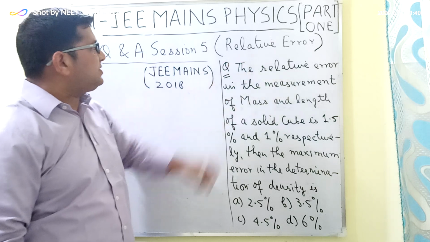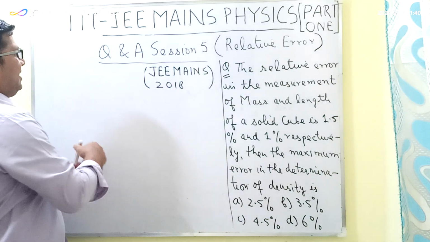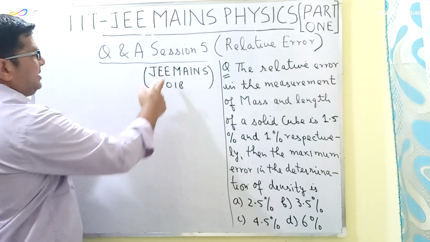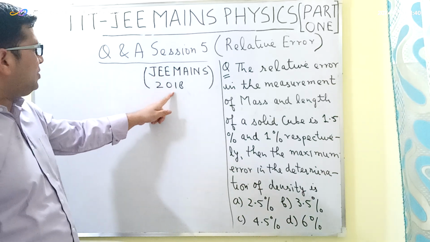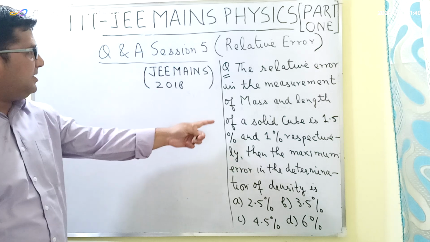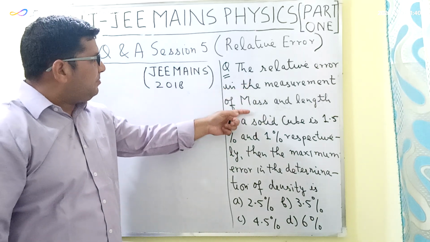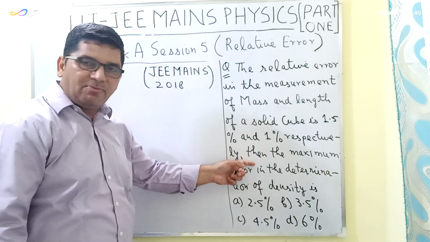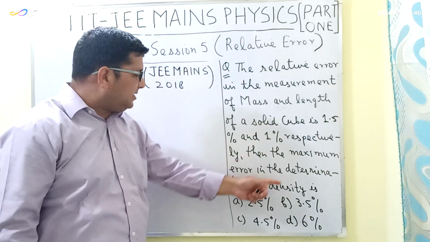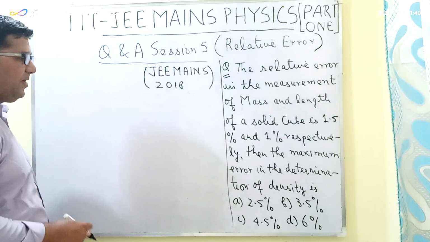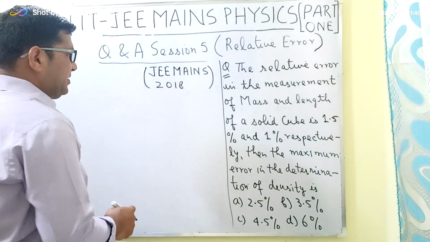The topic for this session is relative error, and today I have taken one question which was asked in the IIT JEE Mains examination in the year 2018, and this question is based on this topic. So the question here is, the relative error in the measurement of mass and length of a solid cube is 1.5% and 1% respectively. Then the maximum error in the determination of density is. So there are four options here and we have to find the correct option.